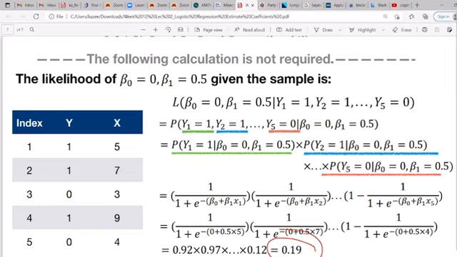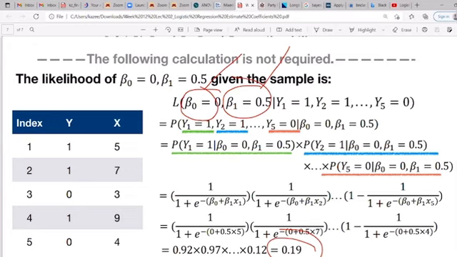This is not all you're going to do. What this is giving me now is the likelihood, 0.19, when beta naught equal to 0 and beta 1 equal to 0.5. You know what I'm going to do? I will continue to change the values of beta naught and beta 1. When I change the values of beta naught to something else and beta 1 to something else, I'm still going to do all this and find the likelihood.